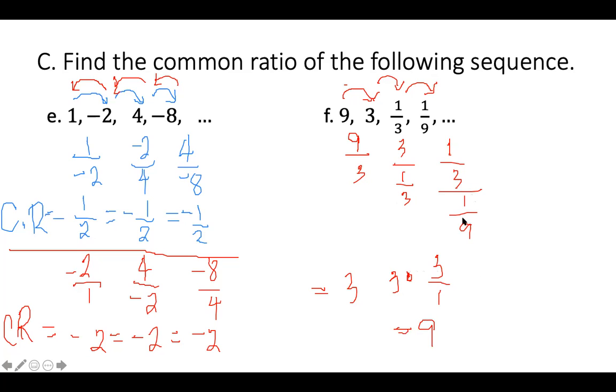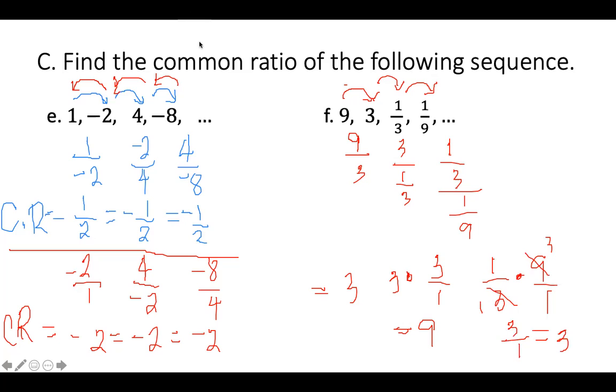Here, on the third ratio, we will be doing the same thing. Copy the numerator, multiply, and take the reciprocal of the denominator. So this becomes 9 over 1. And if we're going to simplify, this is 3, this is 1. So 1 times 3 is 3, and 1 times 1 is 1, which is equal to 3.